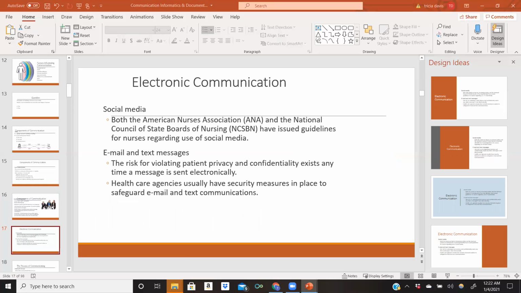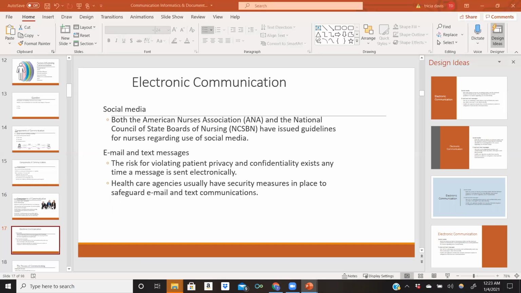The American Nurses Association, the ANA, and the National Council of State Boards of Nursing, NCSBN, have issued guidelines for nurses regarding the use of social media. They agree that professional boundaries must be followed in the social media environment.